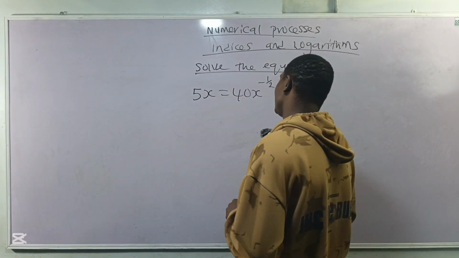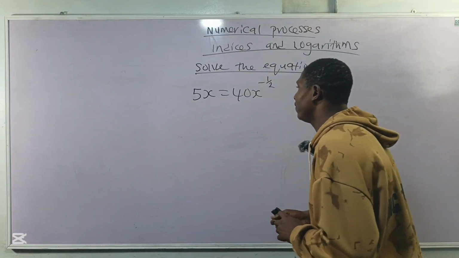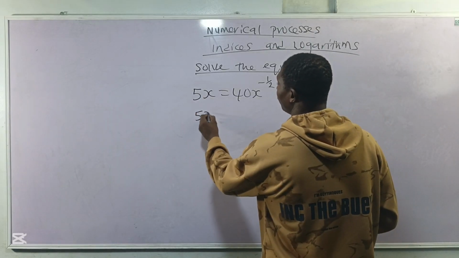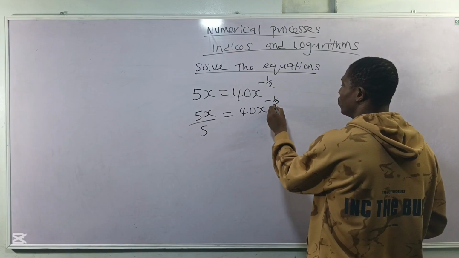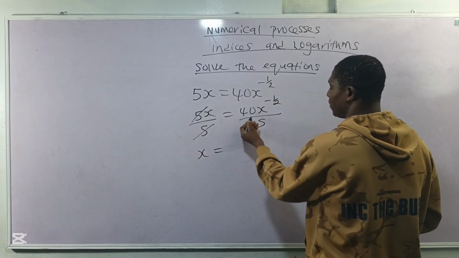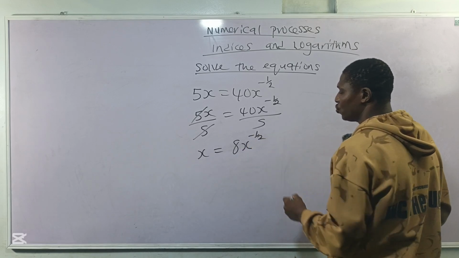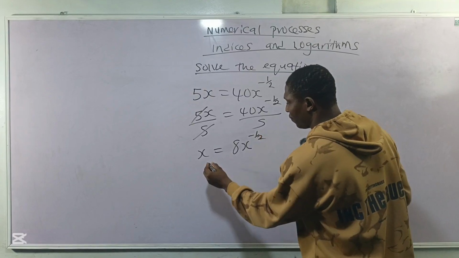We have 5x equals 40x raised to the power minus half. How can we find the value of x? First, let's divide through by 5. We'll have 5x over 5 equals 40x raised to the power minus 1 over 2 all over 5. And we'll have x equals, this divided by this is 8, so I have 8x raised to the power minus 1 over 2. Now I'm looking for x. Let me divide through by x raised to the power minus half.